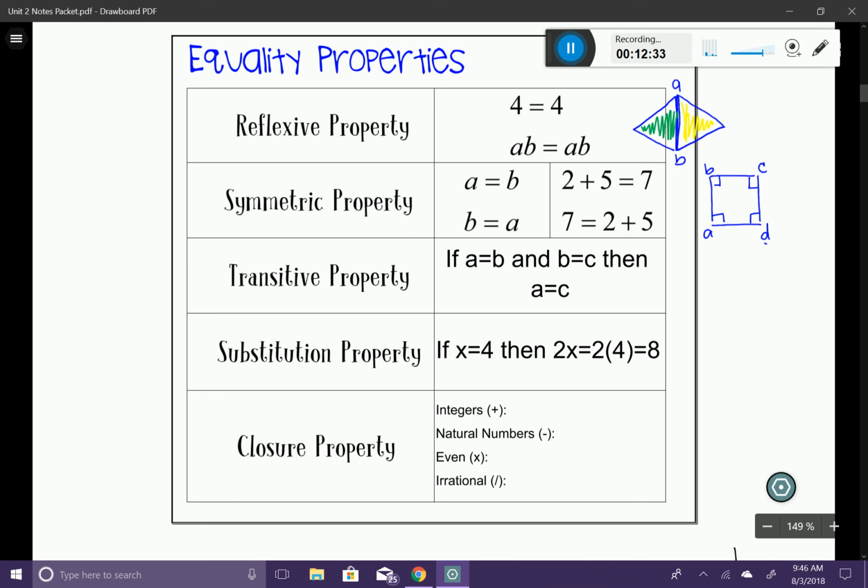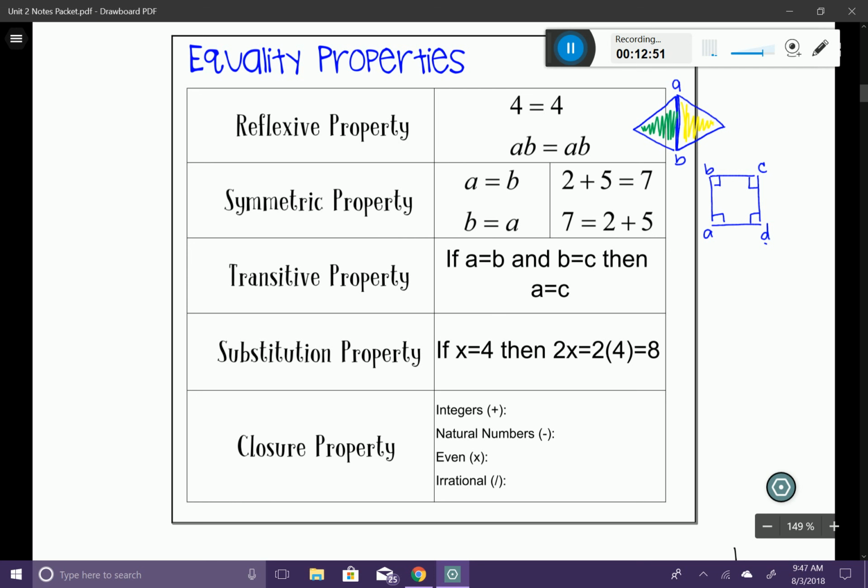If we know that this is a regular square with right angles, can't we say that angle A is equal to angle B? But we can also say that angle B is equal to angle A. So this is an example where you might see the symmetric property.